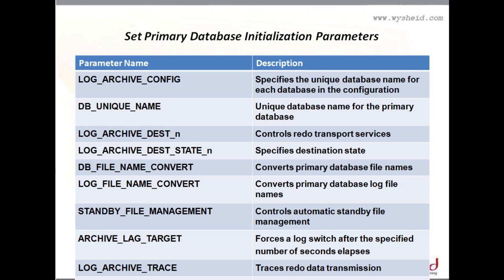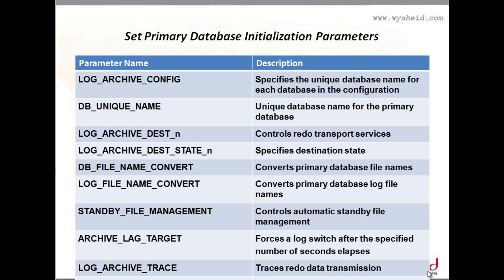The next one is log_archive_trace. It traces the redo transmission. That is really required when you have some delay in your log shipping, or maybe the primary logs are not shipped to the standby database. If you are facing these kinds of issues, then you can enable the tracing so that you can get additional information, which will help you solve the issue.